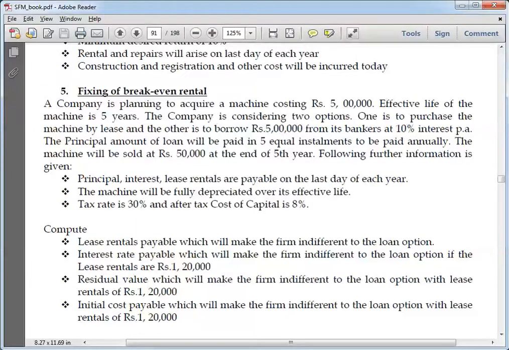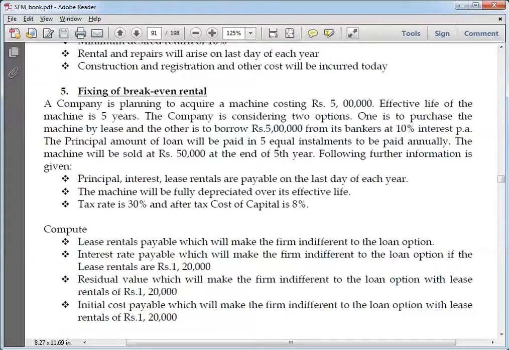Okay. Now they have asked us to calculate the lease rental which will make the firm indifferent to the loan option, and thereafter certain extra analysis is required. Making the firm indifferent means the present value of the loan option should be equal to the present value of the lease option. First question, is the discount rate given in the question? Cost of capital. How much?